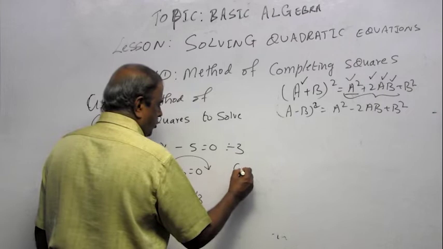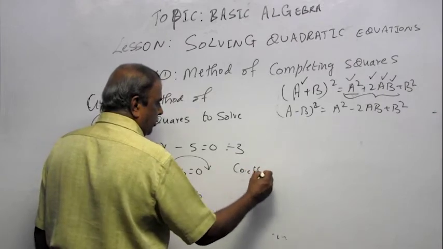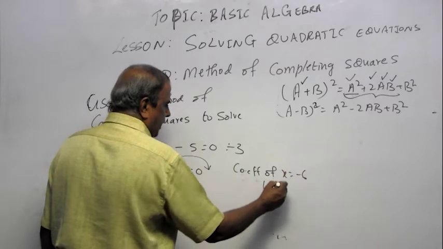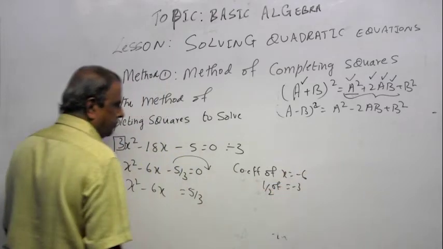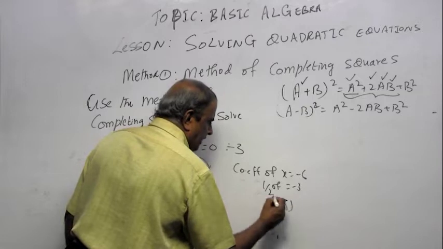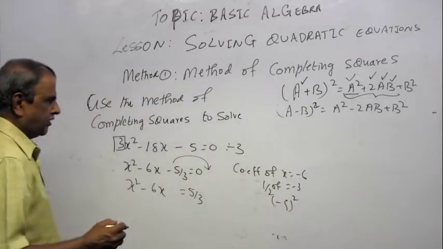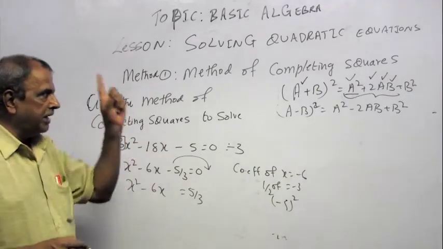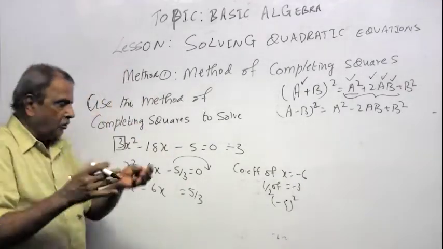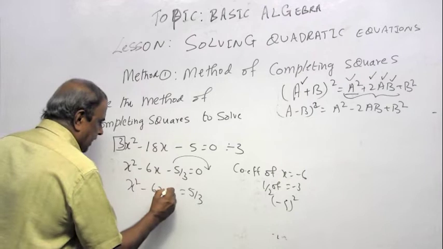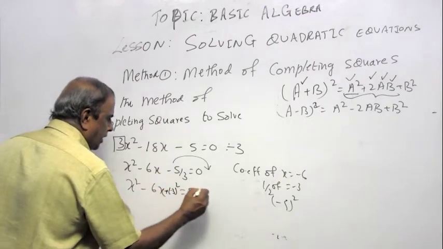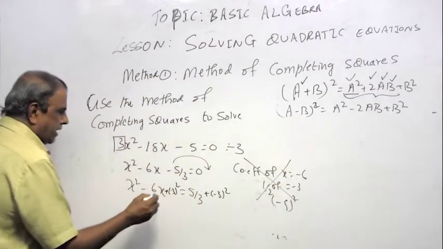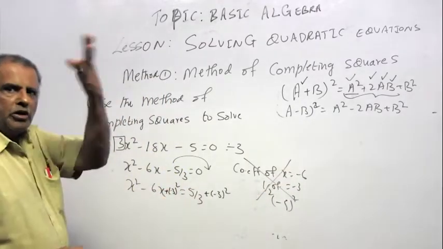Look, you don't have to write this. I'm showing you. Coefficient of x is minus 6. Half of it will be minus 3. So add minus 3 squared to both sides. I want you to not add 9. Write it as minus 3 squared, because that is what will help you to write the square. So I will put it as plus minus 3 squared plus minus 3 squared. You don't have to show this in the exam. The moment you write this, the examiner knows what you're doing.